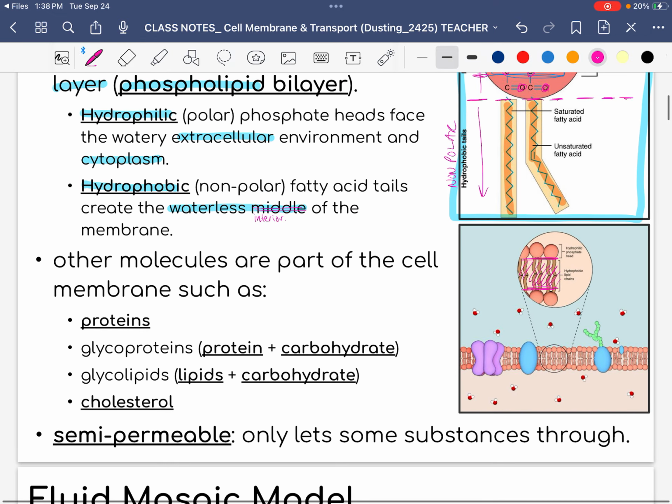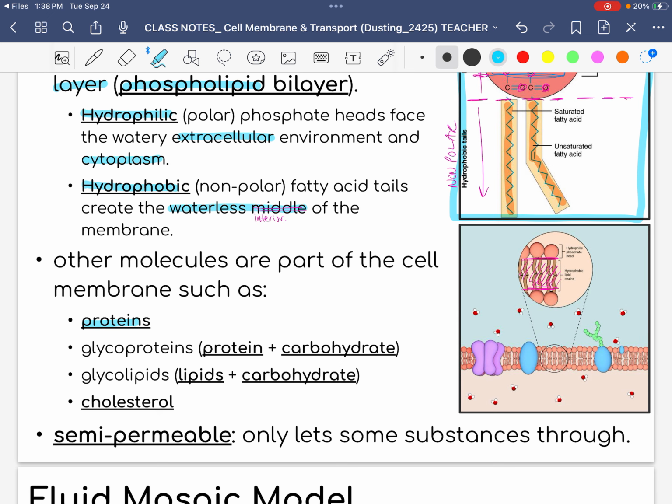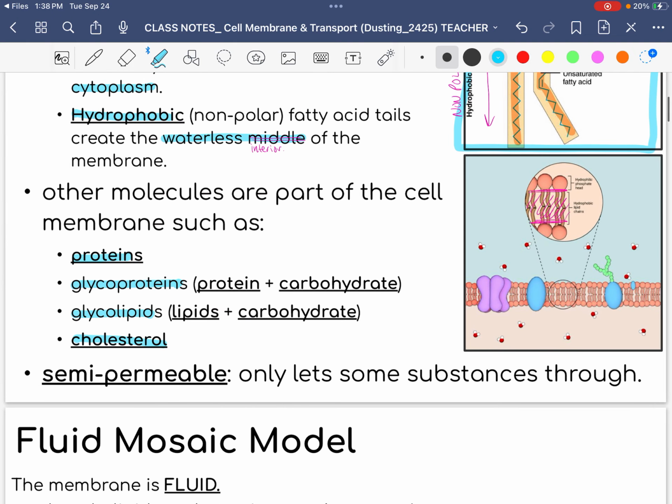Now, there's other molecules that are part of the cell membrane, and we'll talk more specifically about these, but proteins, glycoproteins, glycolipids, and cholesterol. Now, a glycoprotein is a protein and a carbohydrate together, whereas a glycolipid is a lipid and a carbohydrate together. And then cholesterol, remember, that comes from one of those lipids that is the precursor to a lot of hormones.